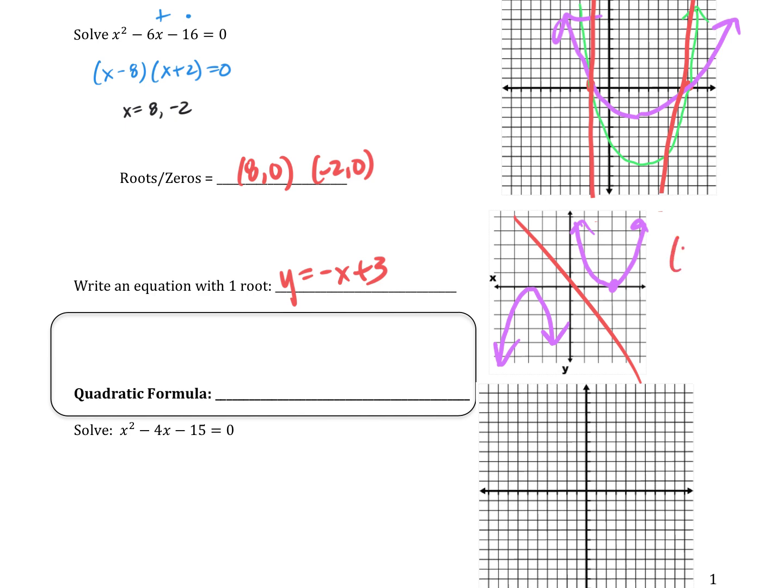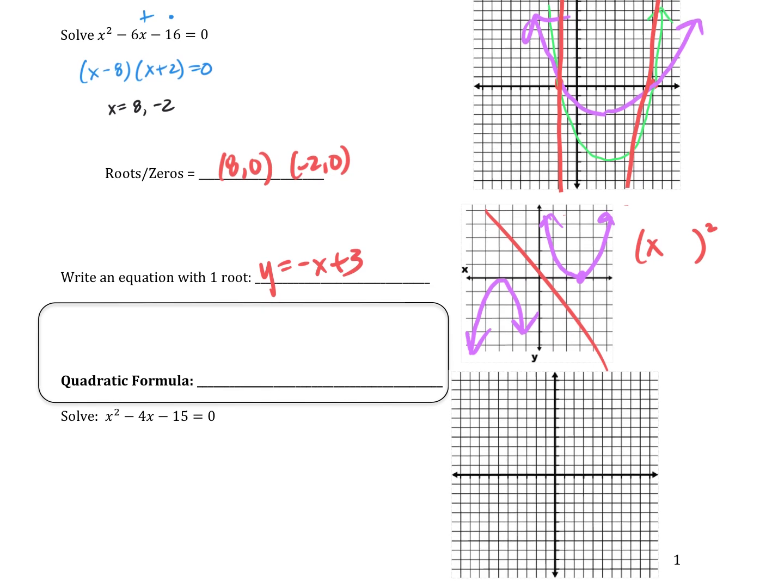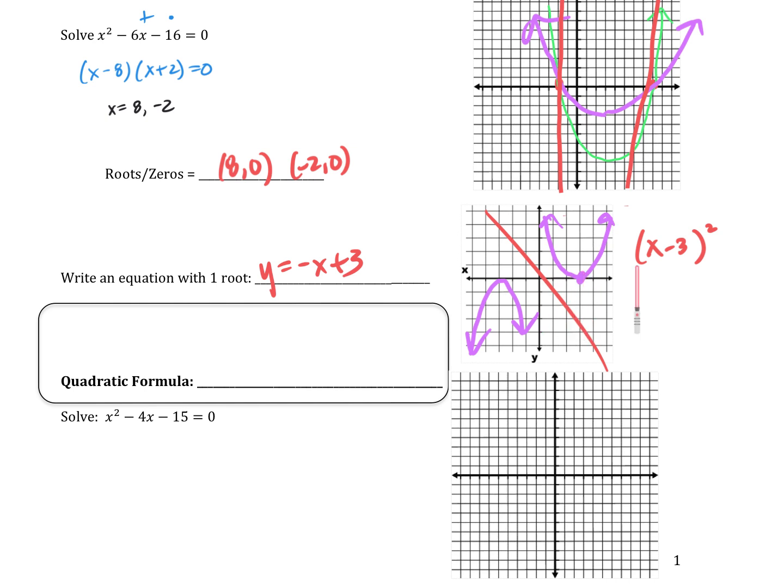This one could be x, and then I would do minus 3 if I was trying to go right 3. Does that sound right? So inside the parentheses, I'm going to go right 3, so I'm going to do minus 3 and then squared. What would this guy's equation be? Negative, and then x plus 3, square it, because it's saying go left 3 and then reflect down. Just some different options. You don't have to have them all.